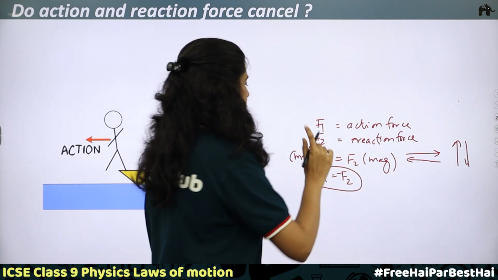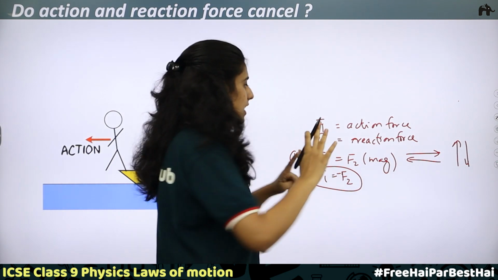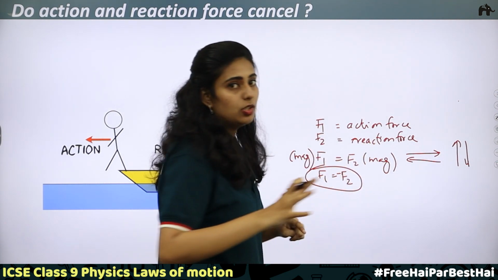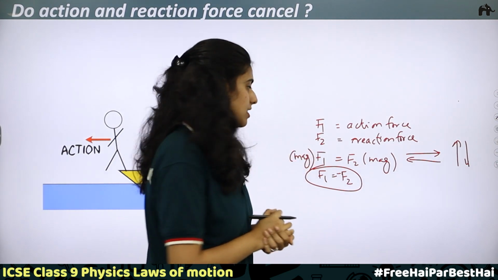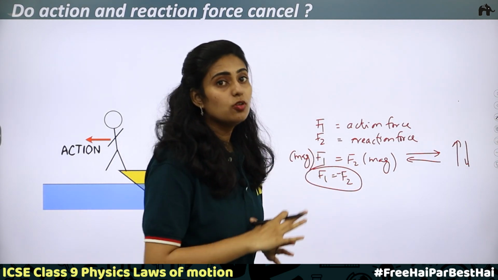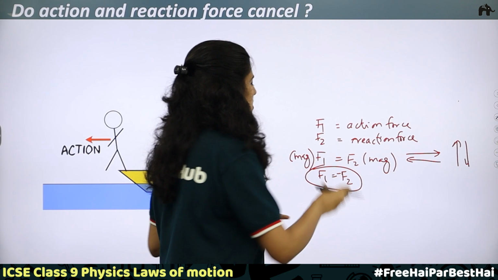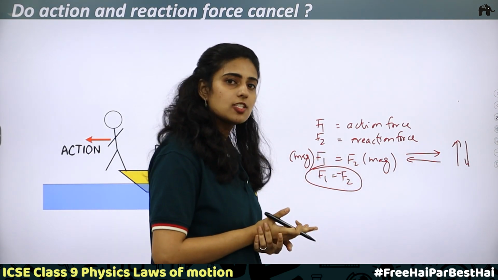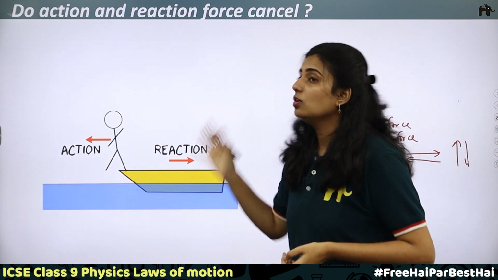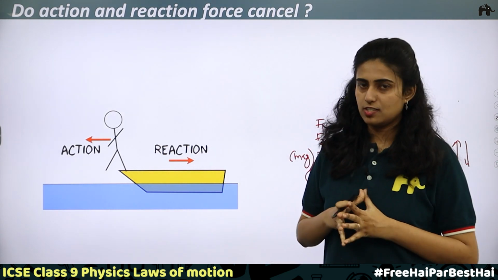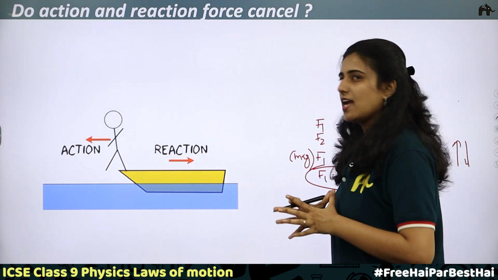If F1 is equal to minus F2, in that case, they have equal magnitude, they are in opposite directions, one is positive and the other is negative. When you take the net outcome, the net force will be 0. Why? Because they are equal in magnitude and opposite in direction. So the question is, do these forces cancel out each other? Do you know the answer?